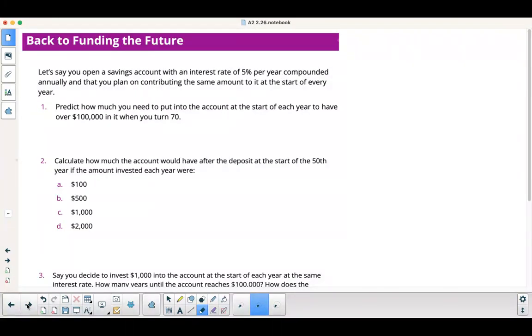Let's say you open a savings account with an interest rate of 5% per year compounded annually. So that means they give you your money once a year at the end of the year. And that you plan on contributing the same amount to it at the start of every year. Predict how much you need to put into the account at the start of each year to have over $100,000 in it when you turn 70.